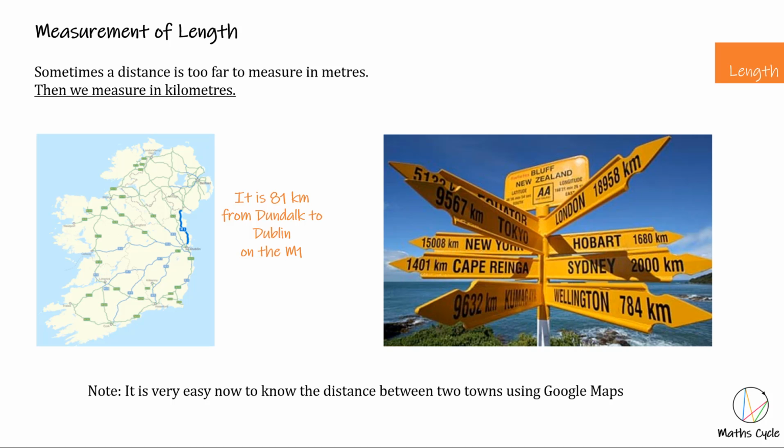Tokyo is further, it's 9,567 kilometers away. And then if you come closer to where we are, London is 18,958 kilometers away. So those kind of distances are easy to find now using Google Maps.